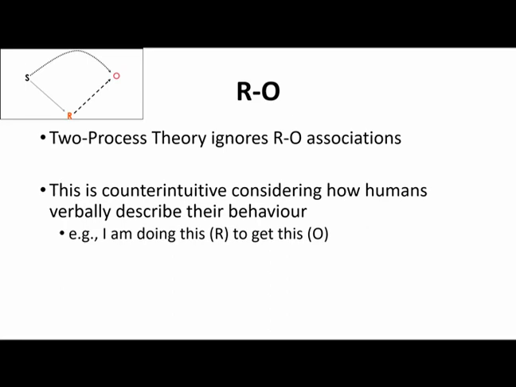And this ignoring of these RO associations is actually really counterintuitive if we think about how we verbally describe our behavior. I am doing this behavior to get that thing. So I'm opening this drawer to get a snack out of it. So I'm doing this behavior, this R, in order to receive that outcome, that O. So when we talk about it, we always talk about the R and the O, but all the theories we've discussed so far have ignored this part of the process, which is kind of weird.